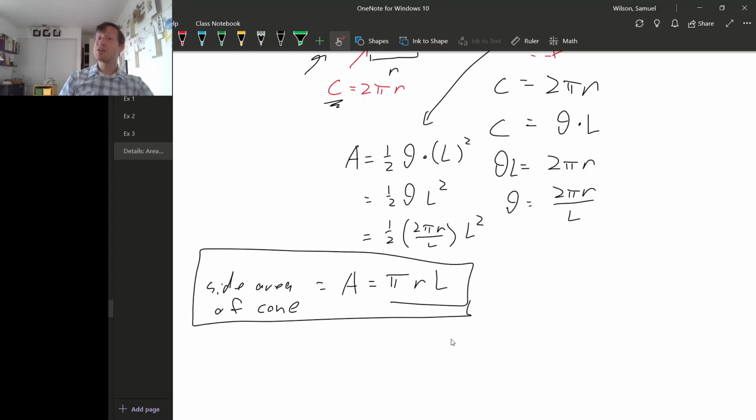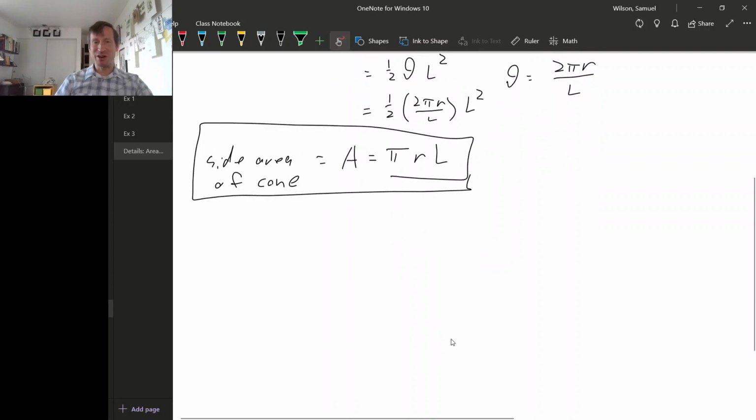Good. So that seems like a good place to start, right? We're going to find the area of the band around the bottom of the cone. So finding the area of the whole cone is a good place to start. So now let's go back to the frustum of a cone, the band around the bottom.